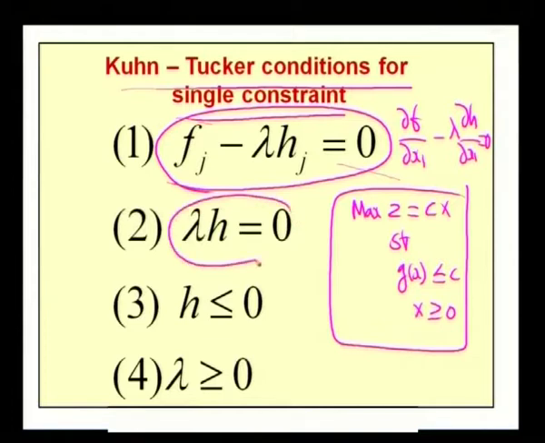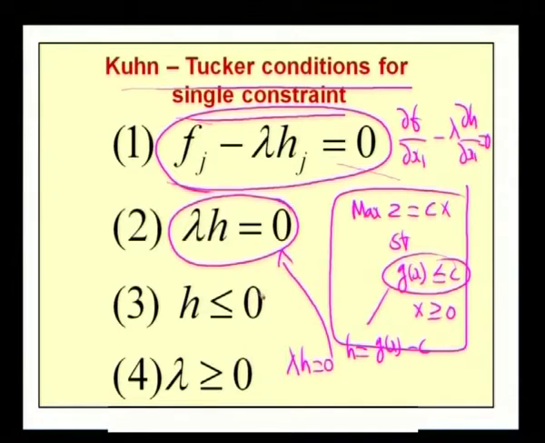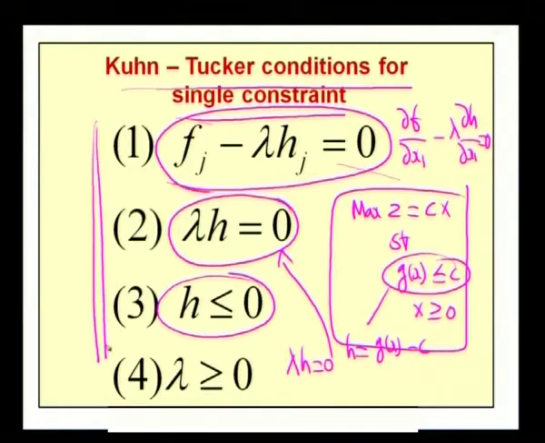The second Kuhn-Tucker condition is lambda h equal to 0. Lambda is the Lagrangian multiplier. Our h is nothing but g of x minus c. So, the second condition is lambda h equal to 0. The third Kuhn-Tucker condition corresponding to this NLPP is the constraint h less than or equal to 0, and the fourth condition is lambda greater than or equal to 0. So, for a nonlinear programming problem involving a single constraint, these conditions are called necessary conditions.